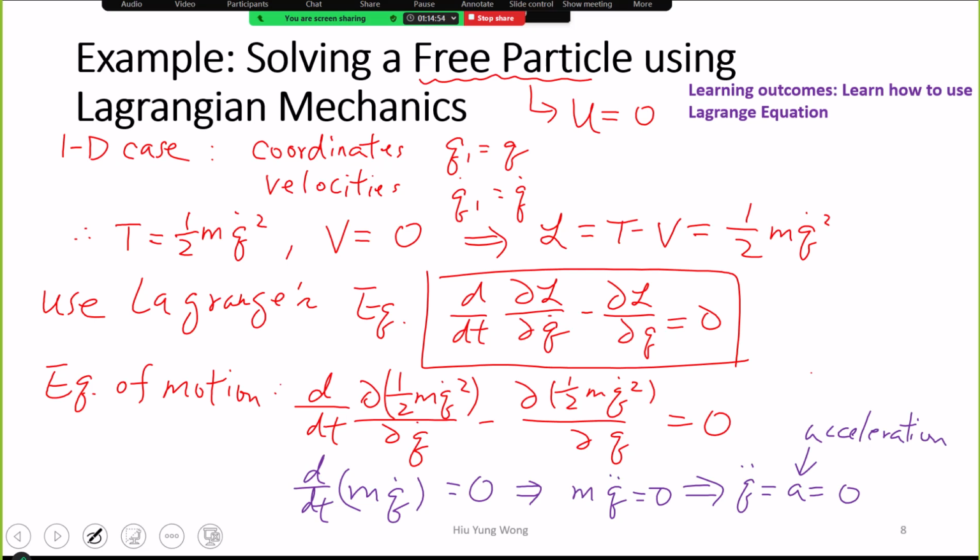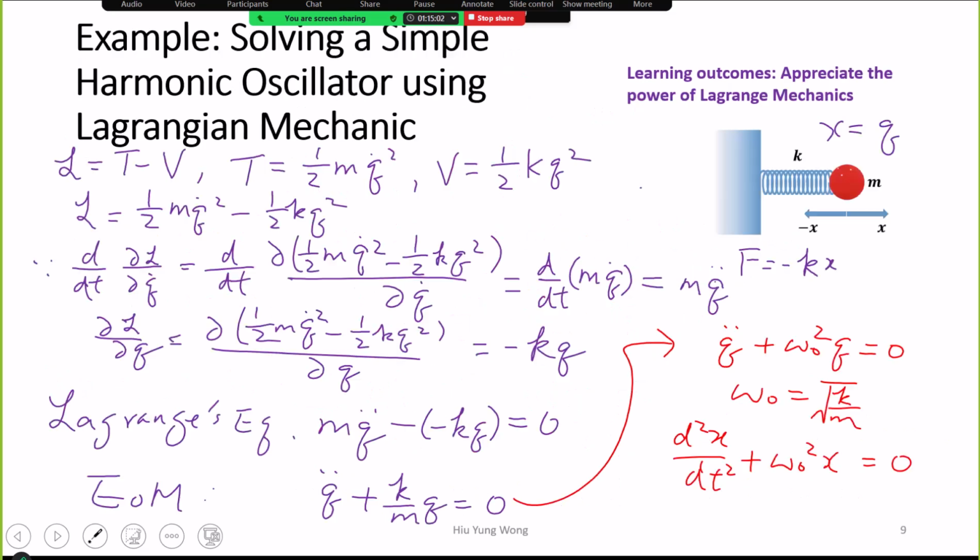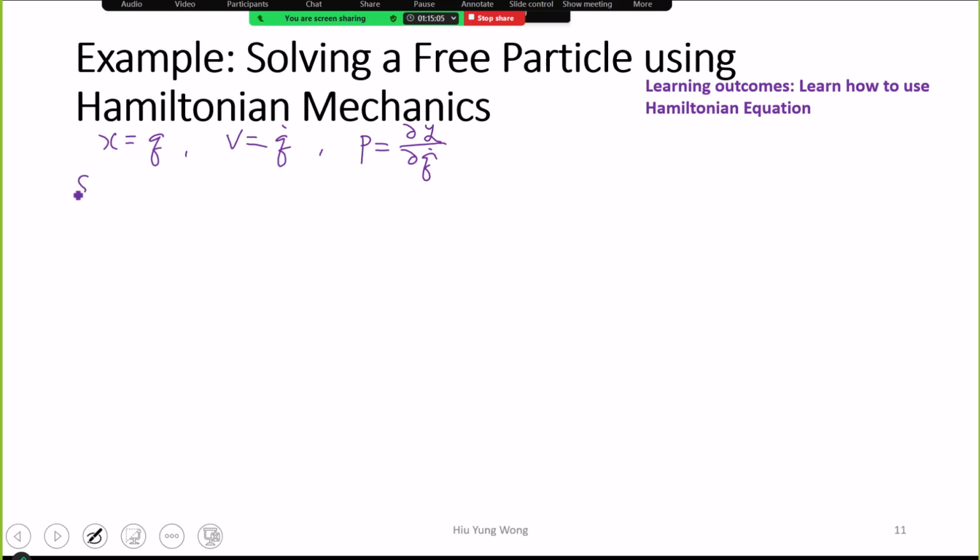From slide 8, L equals 1 over 2 m q dot squared. So as a result, p equals the partial of 1 over 2 m q dot squared with respect to q dot. What is this? m q dot, which is mv. It is expected, right? Good that it is correct, but you need to follow this methodology. This is very important.